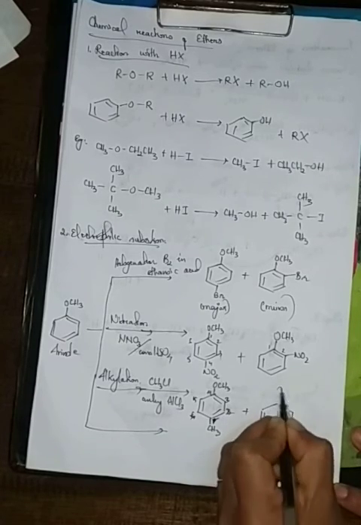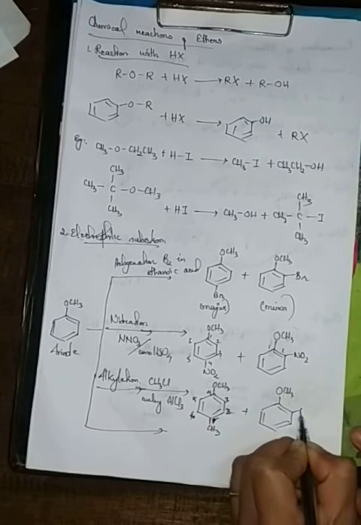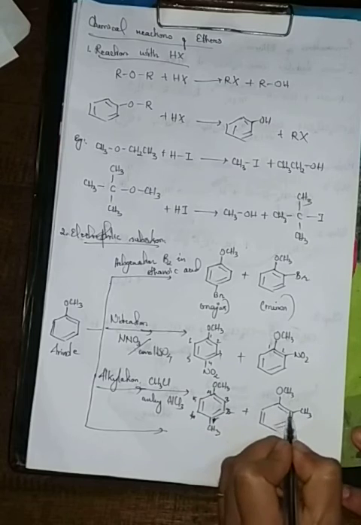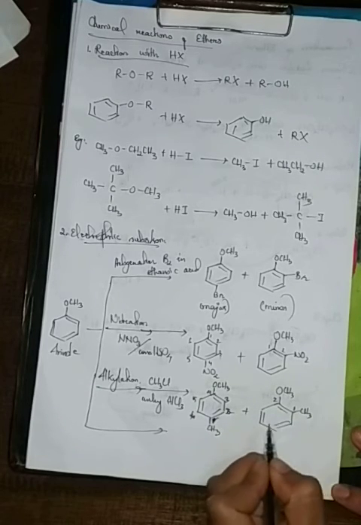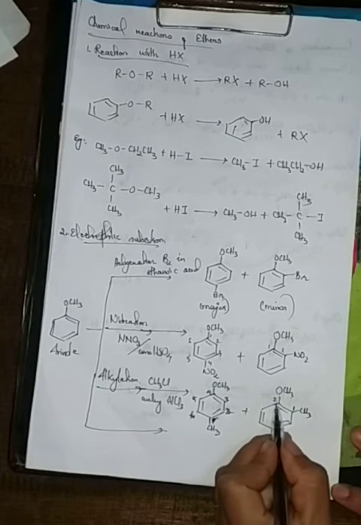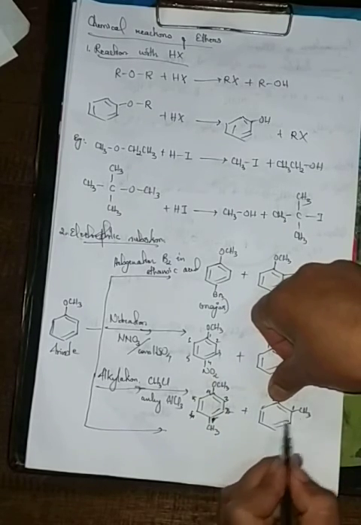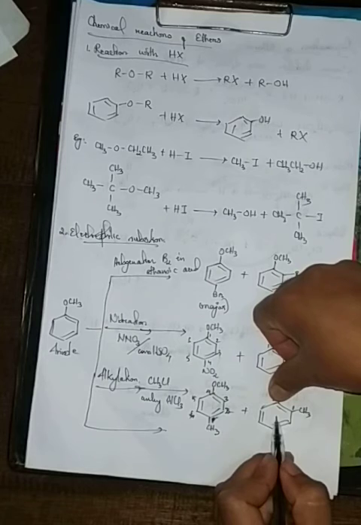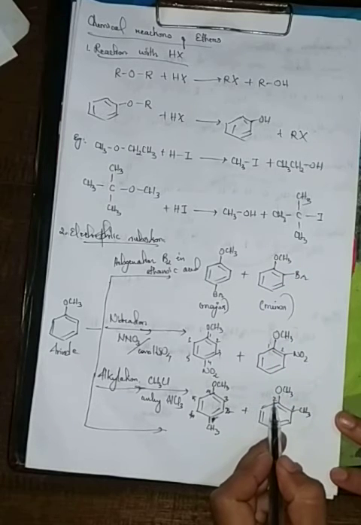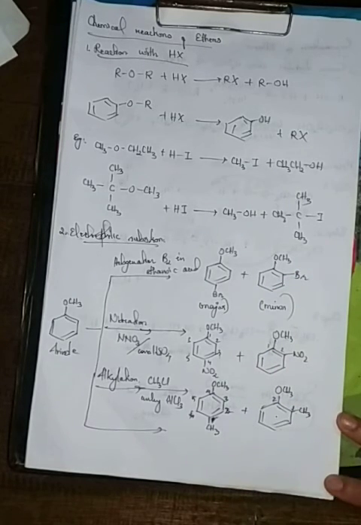And then the second minor product, OCH3 and then CH3. Here the methyl group will get the first numbering, therefore this will be 2-methoxytoluene. The CH3 group attached to a benzene ring is known as toluene, therefore the name here will be 2-methoxytoluene as the minor product.